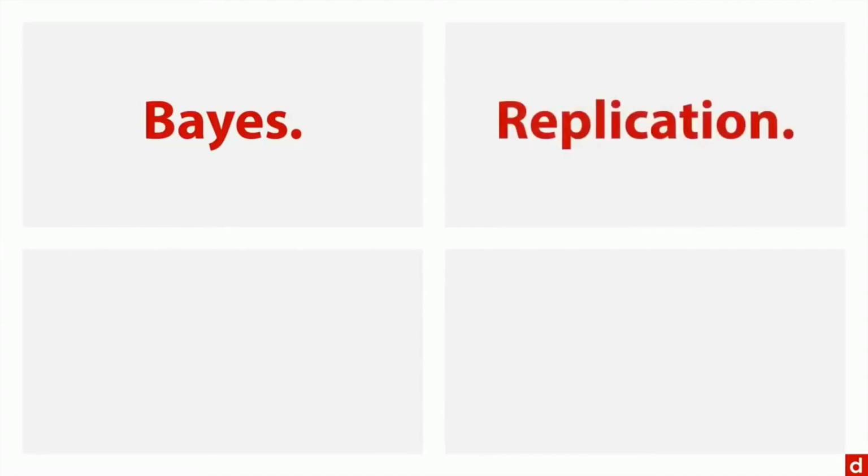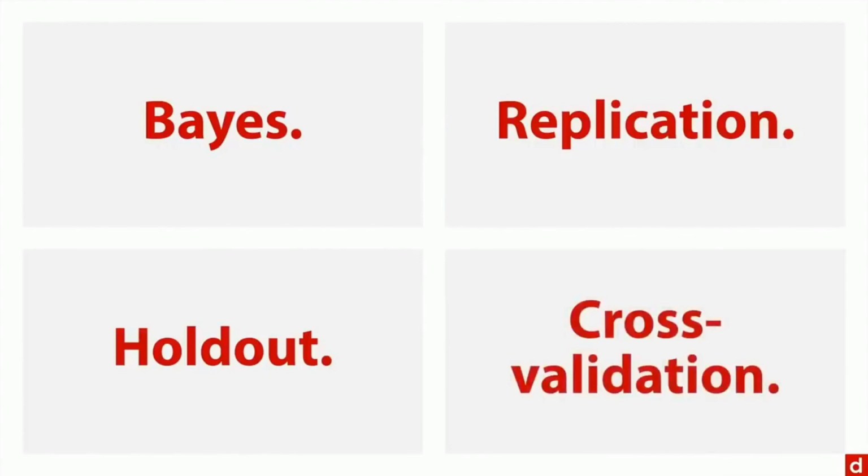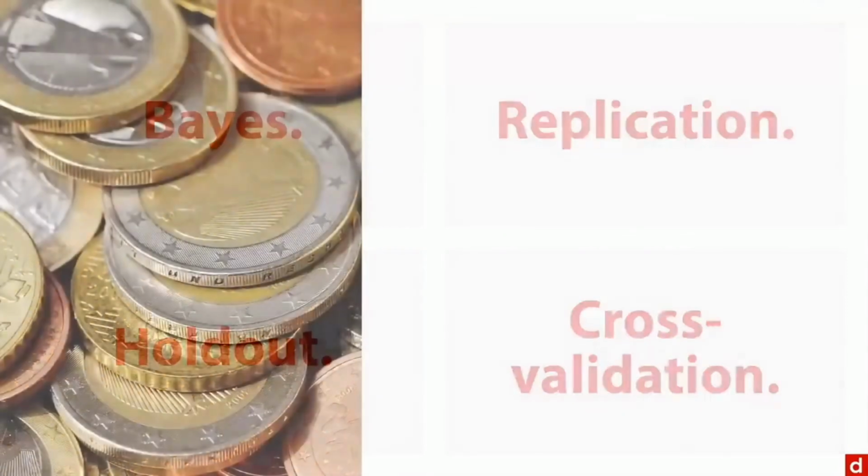Now, there are a few general ways of dealing with this and trying to get some sort of generalizability. Number one is Bayes, a Bayesian approach. Then there's replication. Then there's something called holdout validation, and then there's cross-validation. I'll discuss each of these very briefly in conceptual terms.